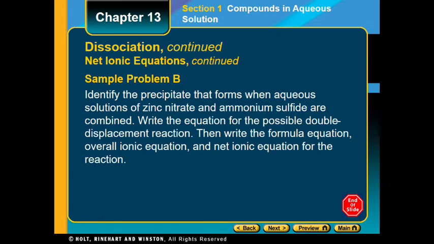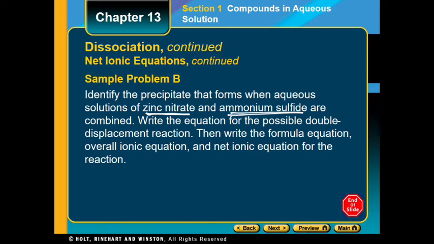So as we look at this, it says identify the precipitate that forms when an aqueous solution of zinc nitrate and ammonium sulfide are combined. Write the equation for the possible double displacement reaction, or double replacement reaction. Then write the formula equation, overall ionic equation, and net ionic equation for the reaction. So first thing you have to do, going back to chapter 7, is predict what your products are going to be and write down your reactants appropriately.